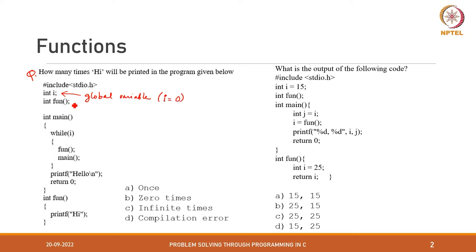And in the main function, we see that there is a while loop with i as the condition, that is, i is 0. Yes, it will print 0. No, it will not give an error because all global variables are similar to static variables. So they are automatically initialized. If you just declare them, they are initialized to 0 for integers.